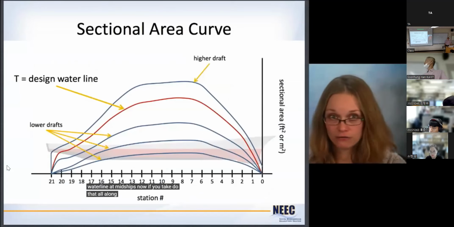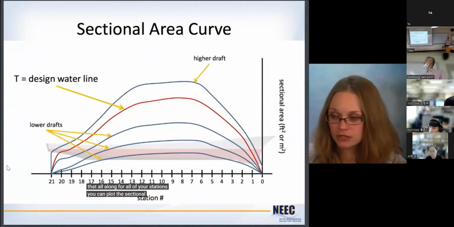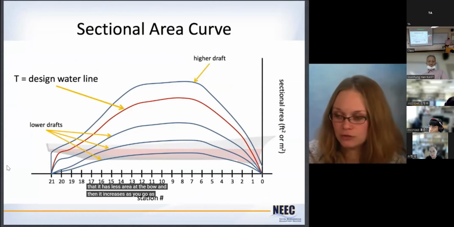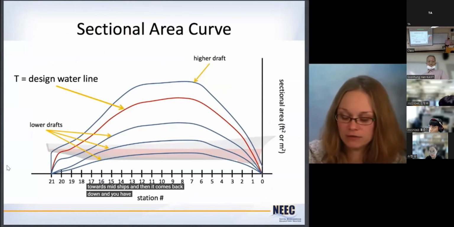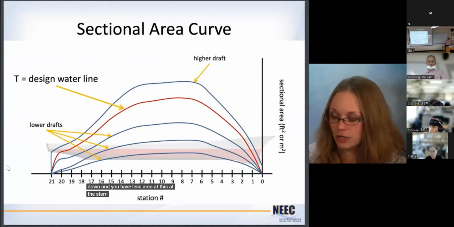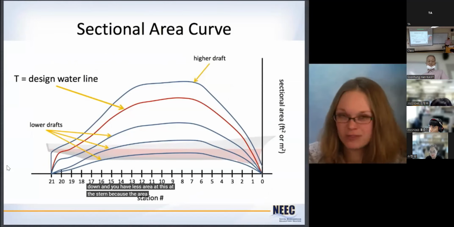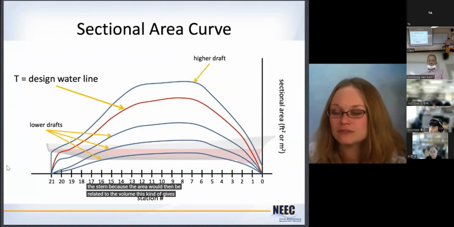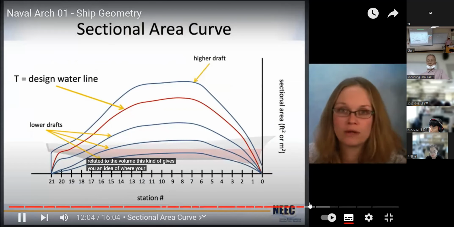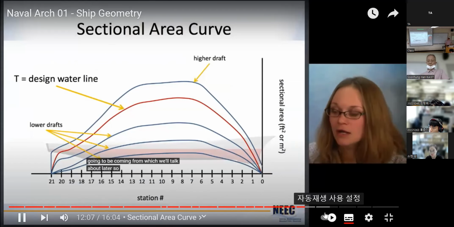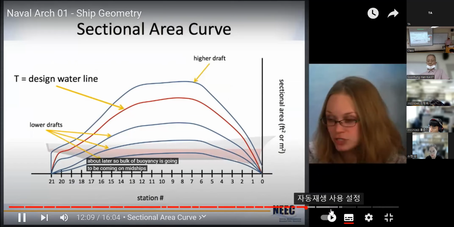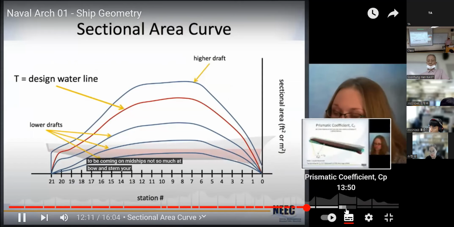Now, if you do that all along for all of your stations, you can plot the sectional areas on the sectional area curve, and you can see that it has less area at the bow, and then it increases as you get towards midships, and then it comes back down, and you have less area at the stern. Because the area would then be related to the volume, this kind of gives you an idea of where your buoyancy is going to be coming from, which we'll talk about later. So the bulk of buoyancy is going to be coming around midships, not so much at bow and stern.